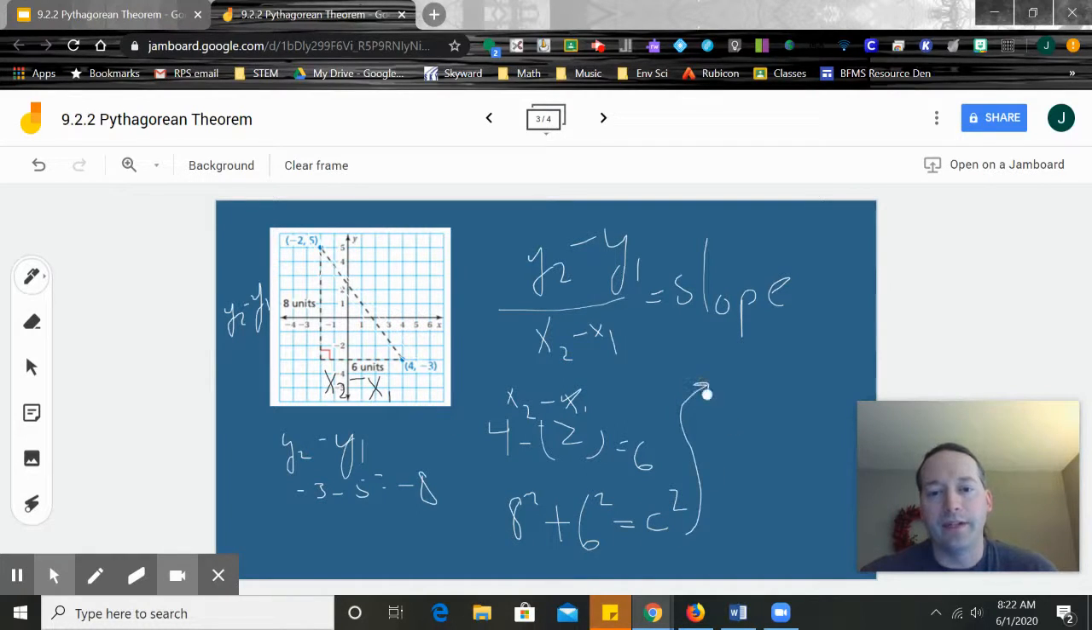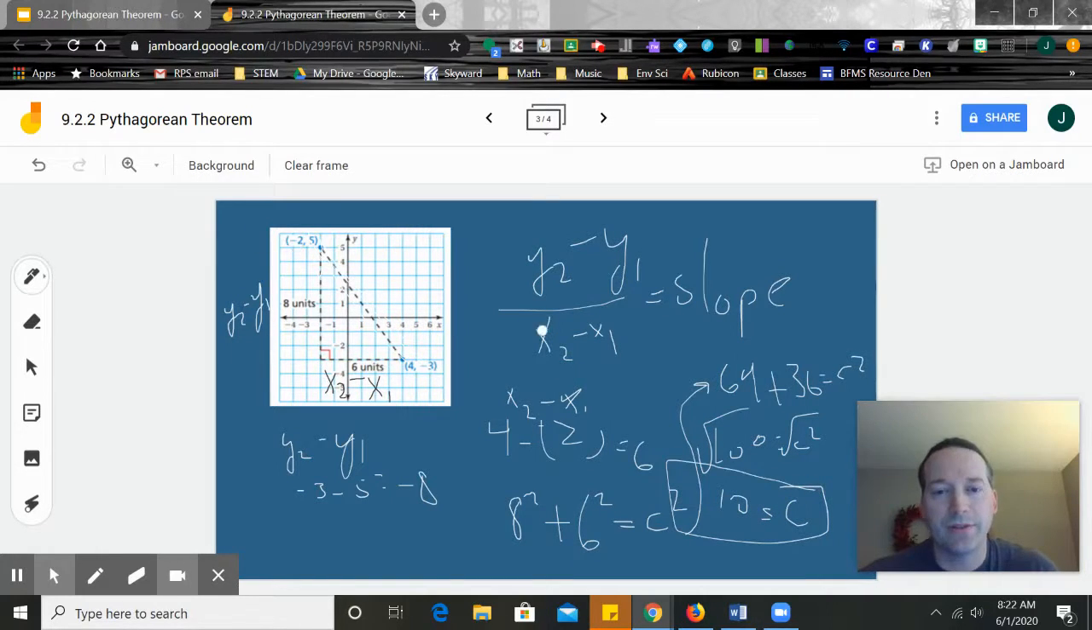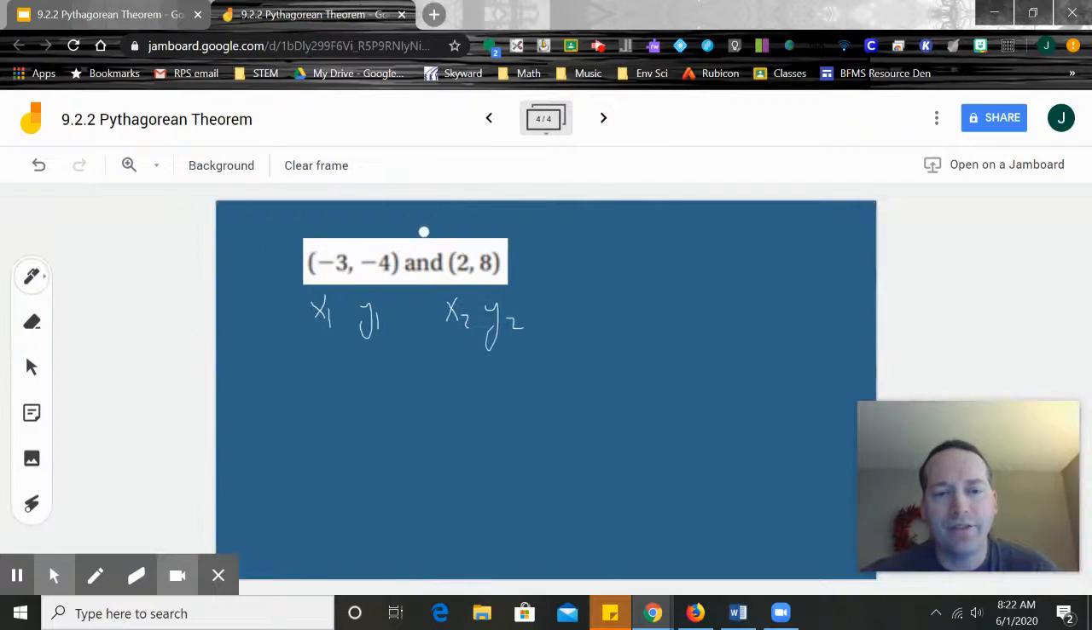I'm just going to move it up here because I ran out of room. So 8 squared is 64. 6 squared is 36. That's going to give you c squared. 36 and 64 is 100, which is c squared. So take the square root of both sides. C is 10. Okay, so technically it's 10 units because these are units. Now let's do one more.